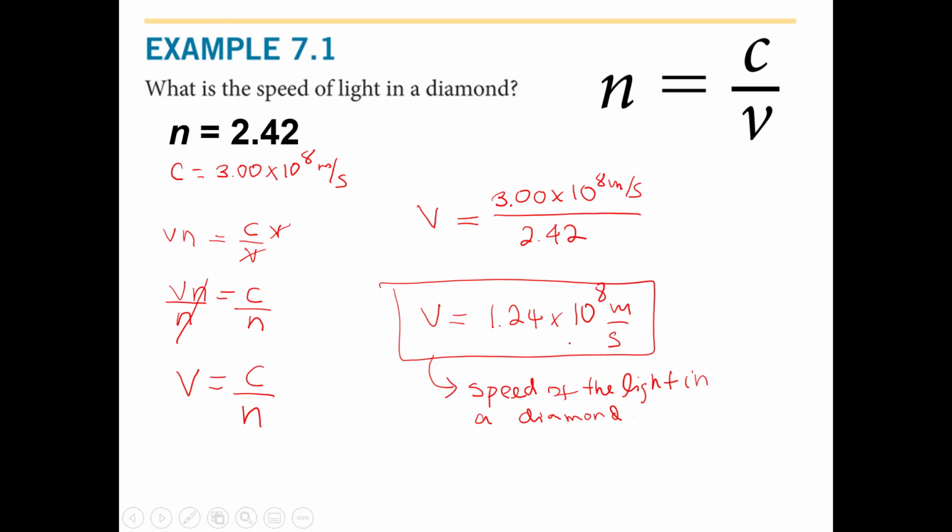One more thing: the speed of the light in any material will always be less than 3 × 10⁸, because the maximum speed of the light is 3 × 10⁸ meters per second. The speed of the light is always a huge value, so it will always be some number multiplied by 10 to the power 8. If your result is 1.5 without any power of 10, then you know something is wrong.